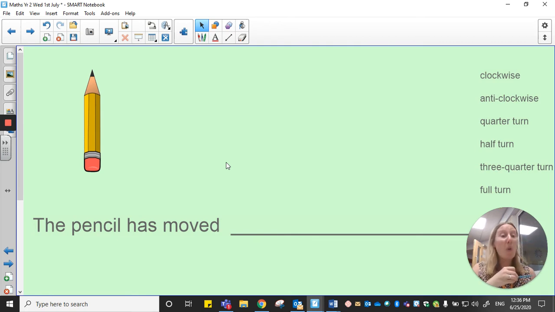It was a 1/4 turn. And what about the direction? Imagine the 12. 1, 2, 3. It was clockwise, wasn't it? So let's use the sentence stem at the bottom. The pencil has moved 1/4 clockwise. Okay, your turn.